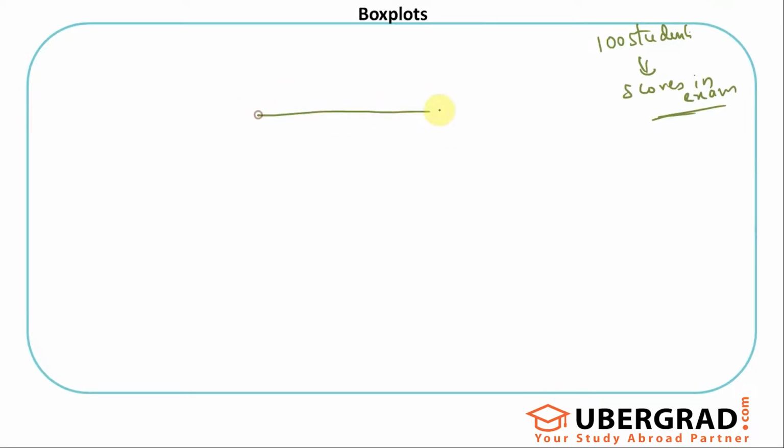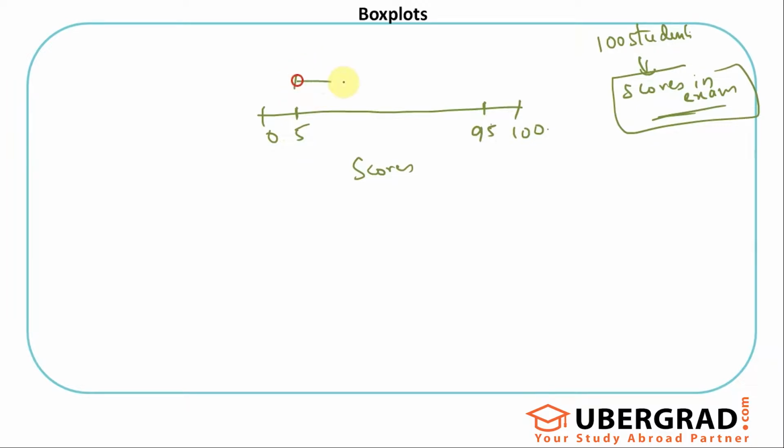The x-axis is the only thing you see. That will be whatever measurement you're looking at here. It's scores. Let's say the minimum score is 0 and the maximum is 100 in an exam. And actually, the least score achieved was 5 and the maximum is 95. Let's assume that. So the box plot would generally look something like this.